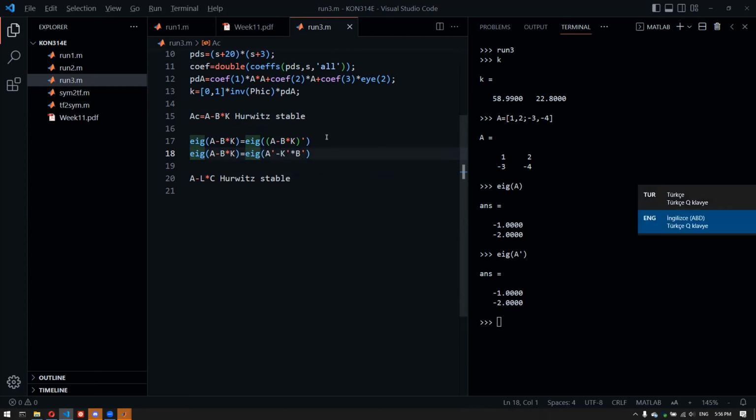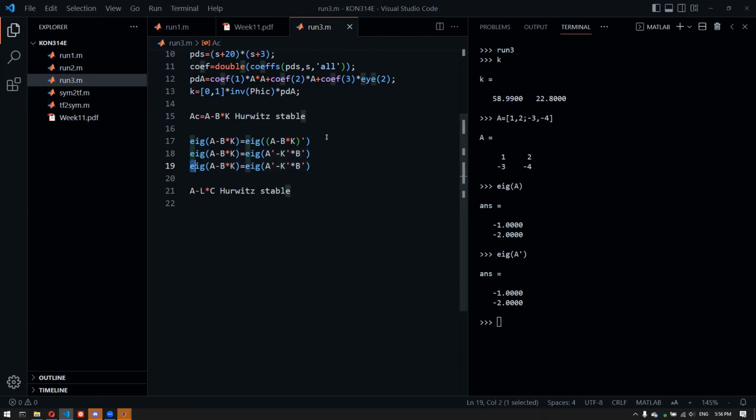This means that we will end up in the same structure here. So you can see the resemblance here. A is a square matrix, A transpose is still a square matrix. L is unknown, K transpose is unknown. C is a row vector. B is a column vector, but its transpose is a row vector.